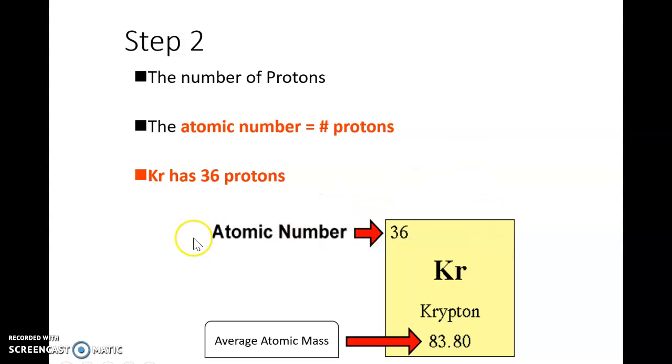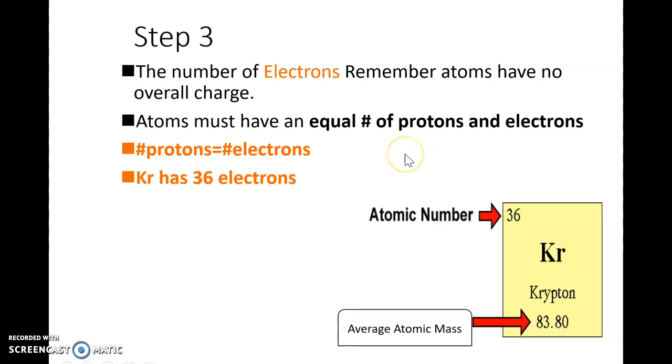Okay, so the atomic number is that whole number that I was talking about, and the atomic number is always equal to the number of protons. So in our example, krypton has 36 protons. Now, an easy thing to remember is that protons and electrons are always the same in a free or uncombined atom. Atoms don't have an electrical charge. They're neutral when they are in the free or uncombined state.